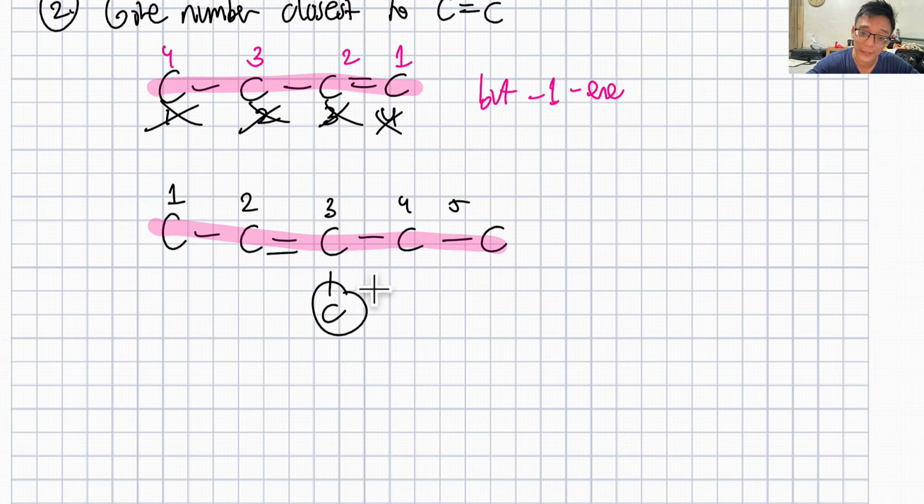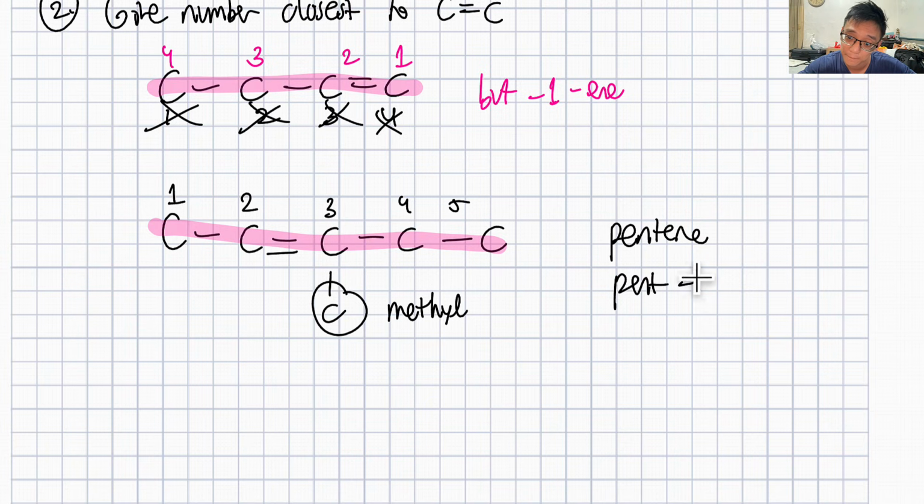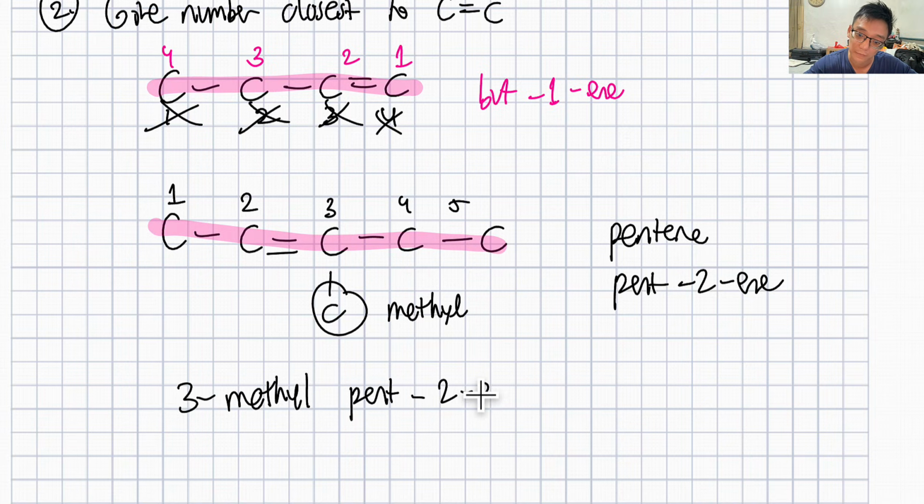At number 3, we have a branch. Because it contains one carbon, we call this methyl. The main chain contains 5 carbons, so we call this pentene. But because the double bond exists at number 2, we call this pent-2-ene. The pent-2-ene contains a methyl branch at number 3, so the full name would be 3-methylpent-2-ene. This is the rule for naming alkene.